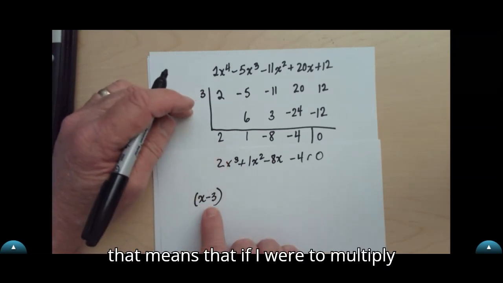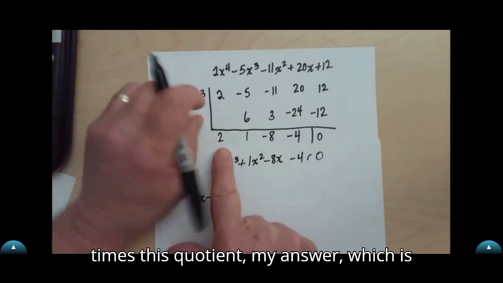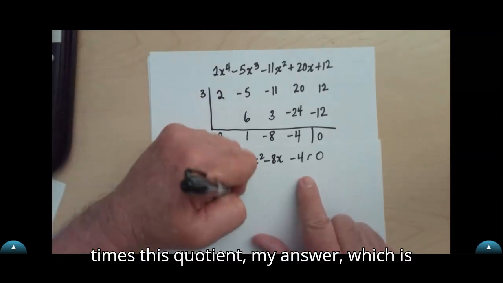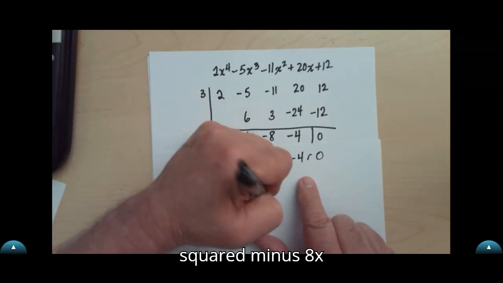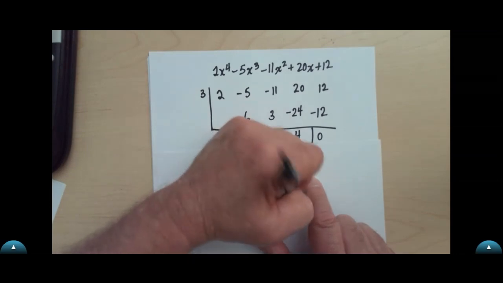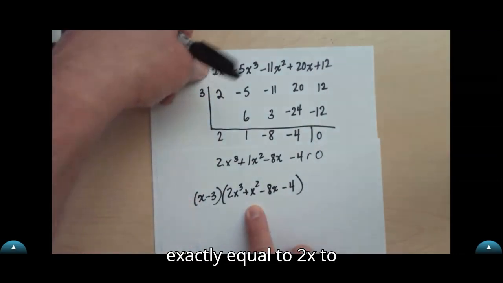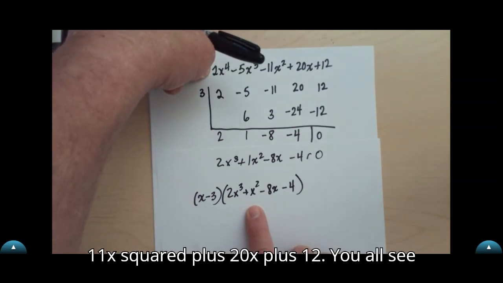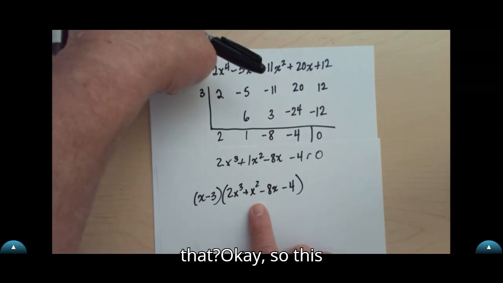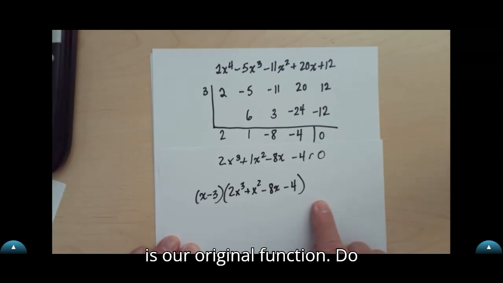And that means that if I were to multiply that divisor, x minus 3, times this quotient, my answer, which is 2x to the third plus x squared minus 8x minus 4, that is exactly equal to 2x to the fourth minus 5x to the third minus 11x squared plus 20x plus 12. Do y'all see that? Okay, so this is our original function.